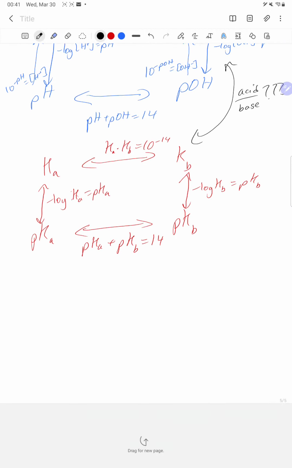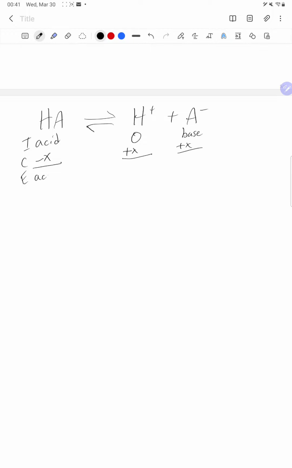And lastly, I did not cover it here, but you can utilize ICE tables for solving some of these expressions. Say you have some initial concentration of acid and you have some initial concentration of base. This is technically 10⁻⁷, but for all intents and purposes we just say it's 0 because it's pretty negligible. You're going to have some change in this, you're going to have some gain in this. So we have acid minus x, we have x, we have base plus x.